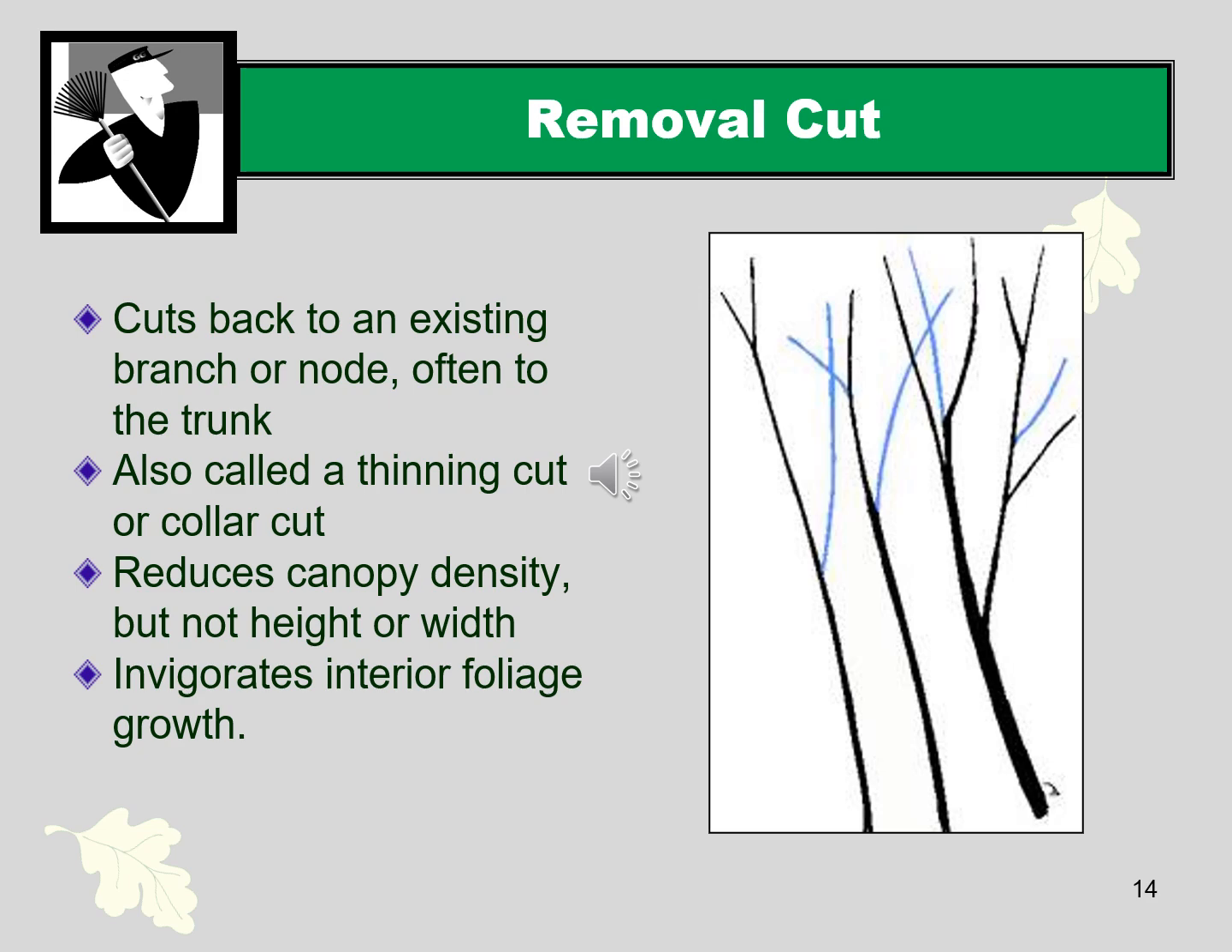A removal cut cuts back all the way to the trunk usually. You're removing large branches. Maybe there's too many of them sticking up one way. It can be used to reduce the canopy, but not the height, because some are still left just as tall, or the width. Some are still left just as wide. And it can invigorate interior foliage growth, also called a thinning cut or collar cut.